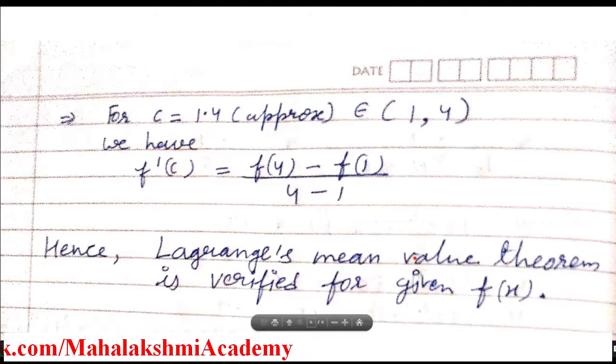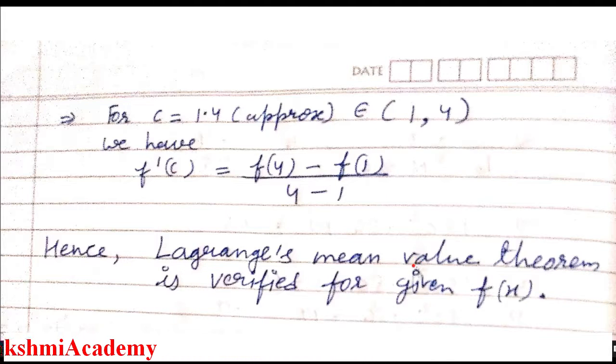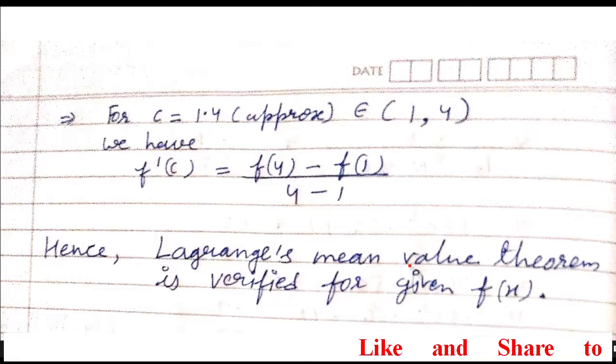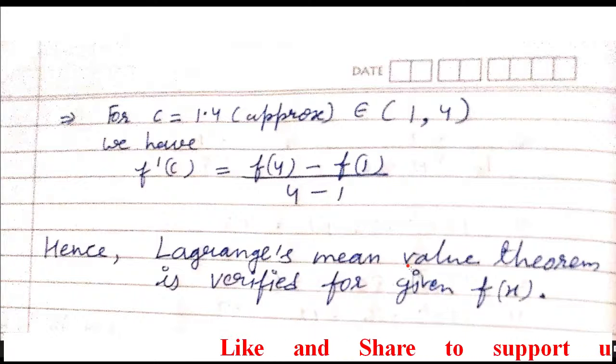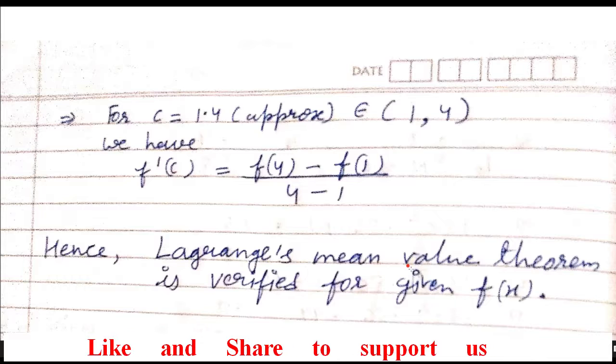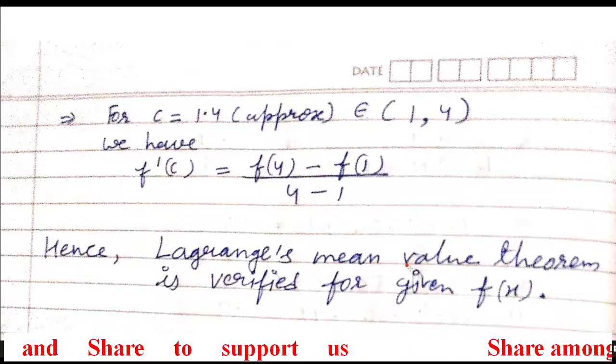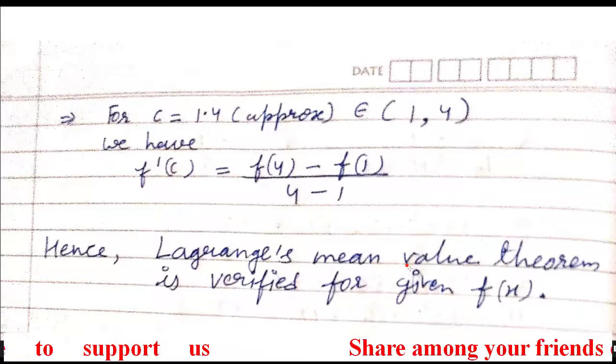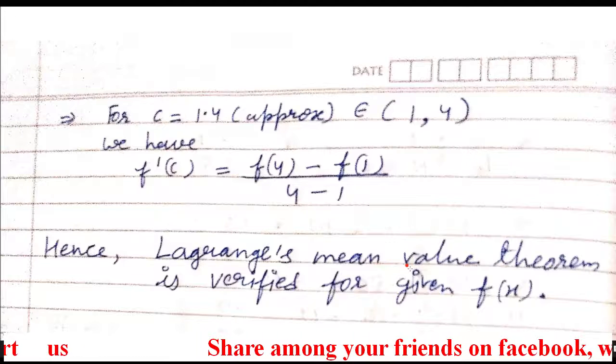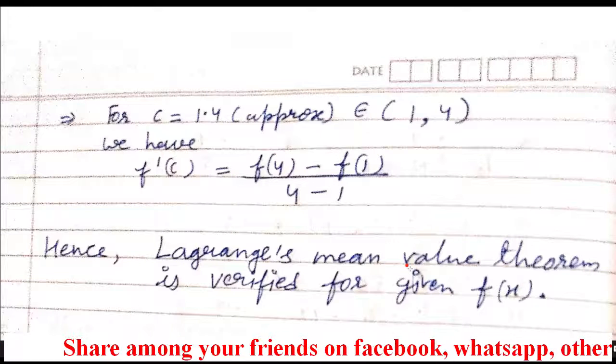I hope this question is clear to you. Firstly I explained the calculations, because you already know how to solve a quadratic equation by the quadratic formula. So do the calculation on your own, and finally you should get c equal to 1.4 approximately, which belongs between 1 to 4.